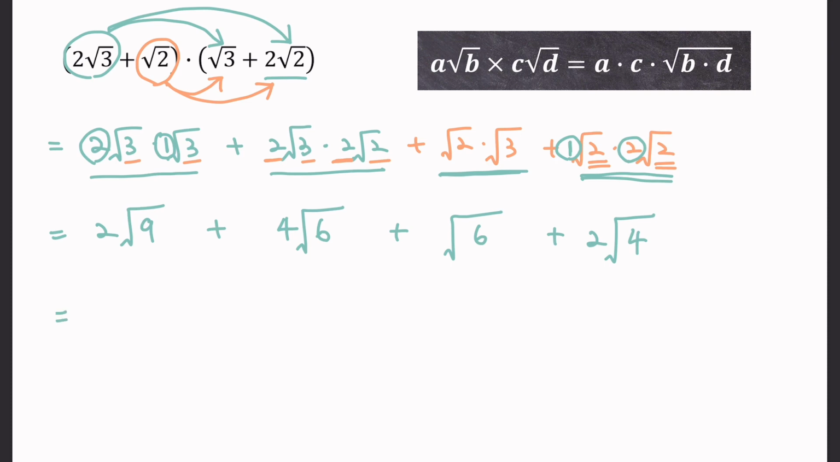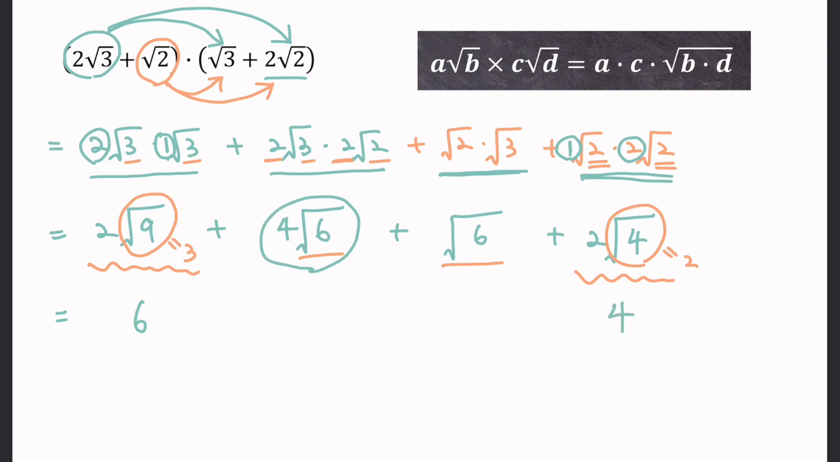Now next step is to turn this number into an integer, because square root of 9 is equal to 3. Square root of 6 will stay as it is because it cannot be further simplified, but square root of 4 can be simplified as 2. So I'm gonna rewrite those numbers. I have 2 times 3, which is 6. I have here 2 times 2, which can be rewritten as 4. And here I have 4 square root of 6 plus square root of 6.